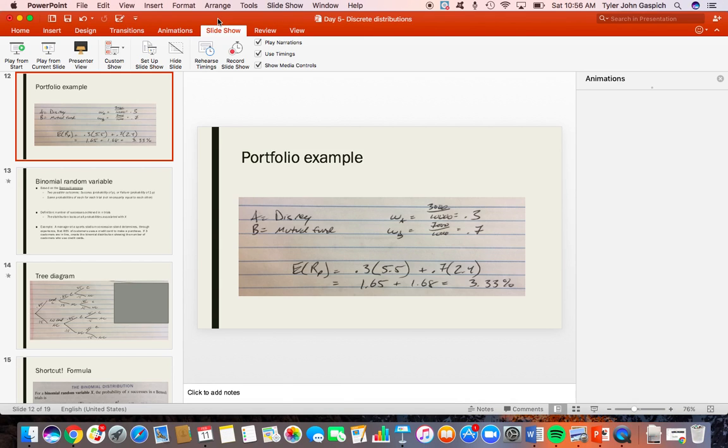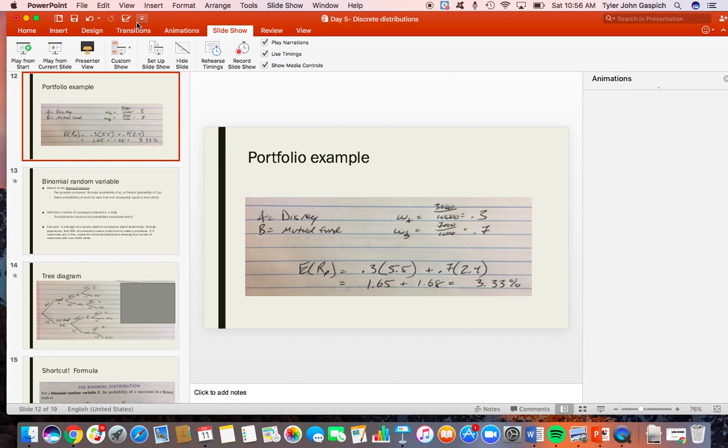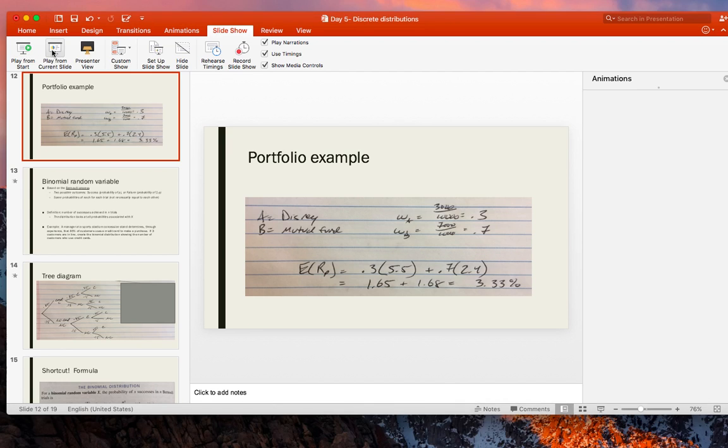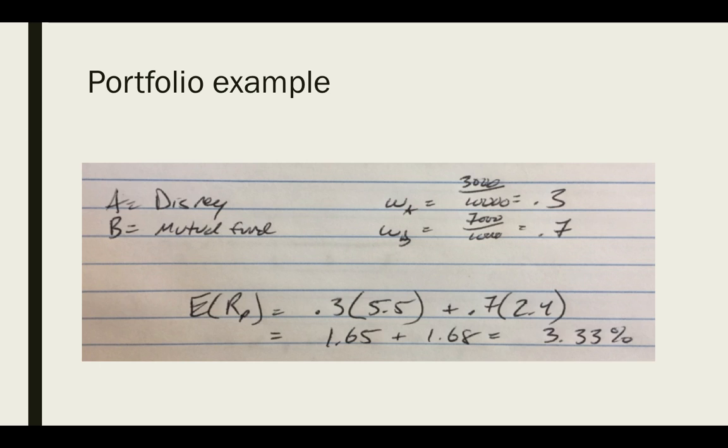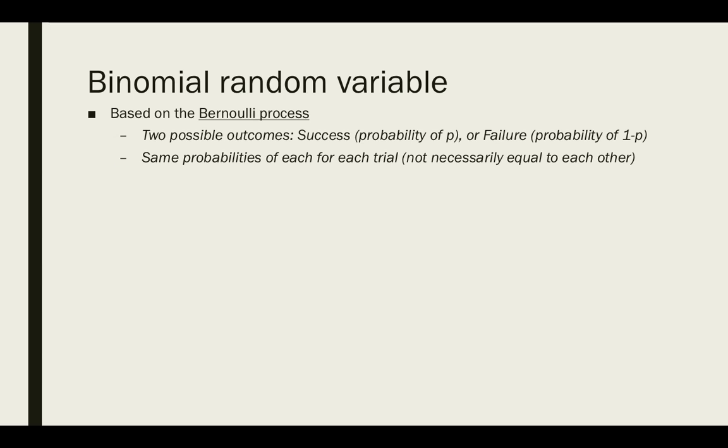Okay, so we've looked at expected value now, and we've looked at what a discrete distribution entails, specifically countable variables. And now we're going to look at a common kind of discrete probability distribution. It's called the binomial distribution, so a binomial random variable.